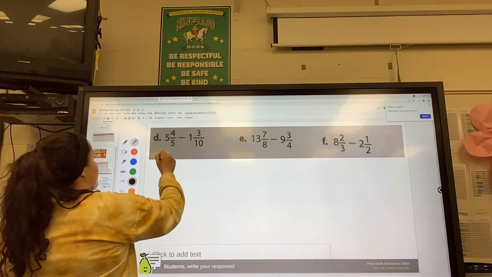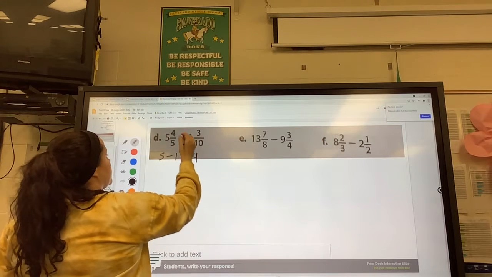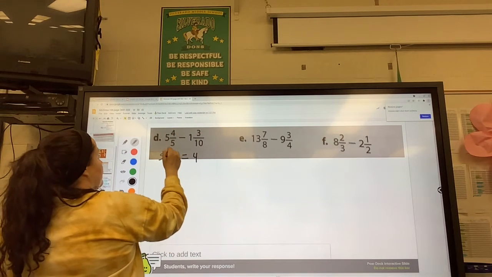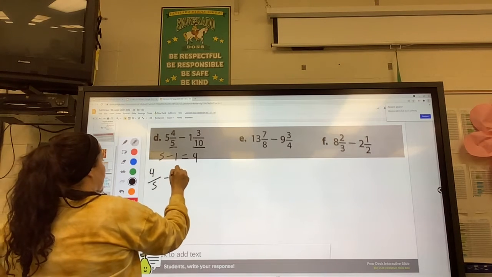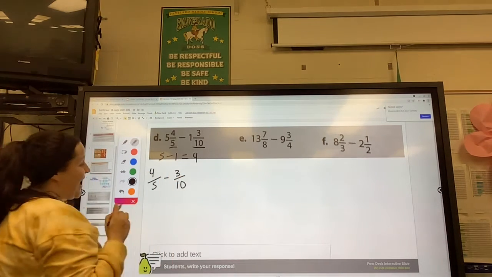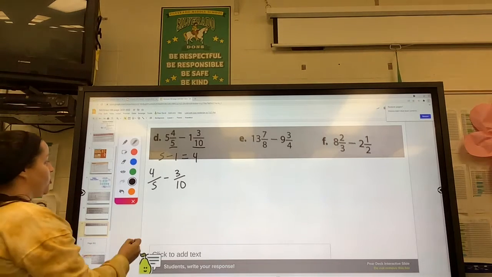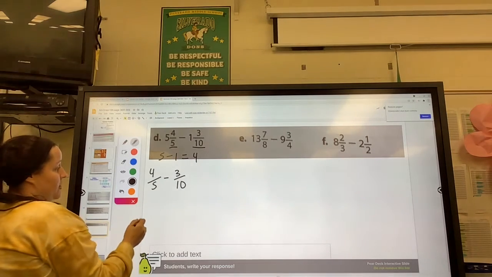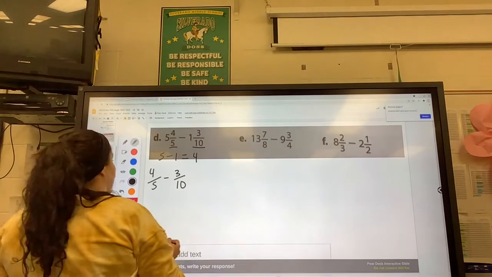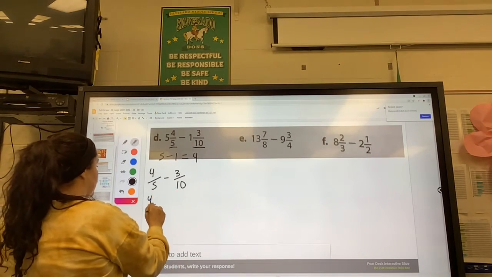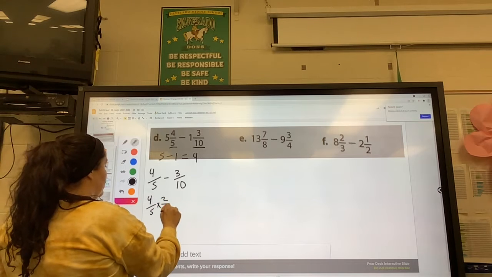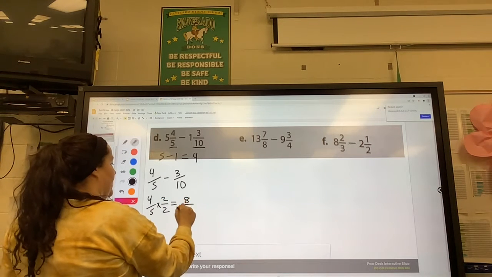Let's take 5 minus 1, and we get 4. So take the whole numbers. Now let's look at the fractions. We have to take 4 fifths and subtract 3 tenths. Well, we can't do that until we change them to have common denominators. Well, in the last video, I showed you that 10 was the common denominator. So I'm going to convert 4 fifths times 2 over 2 to get 8 over 10.